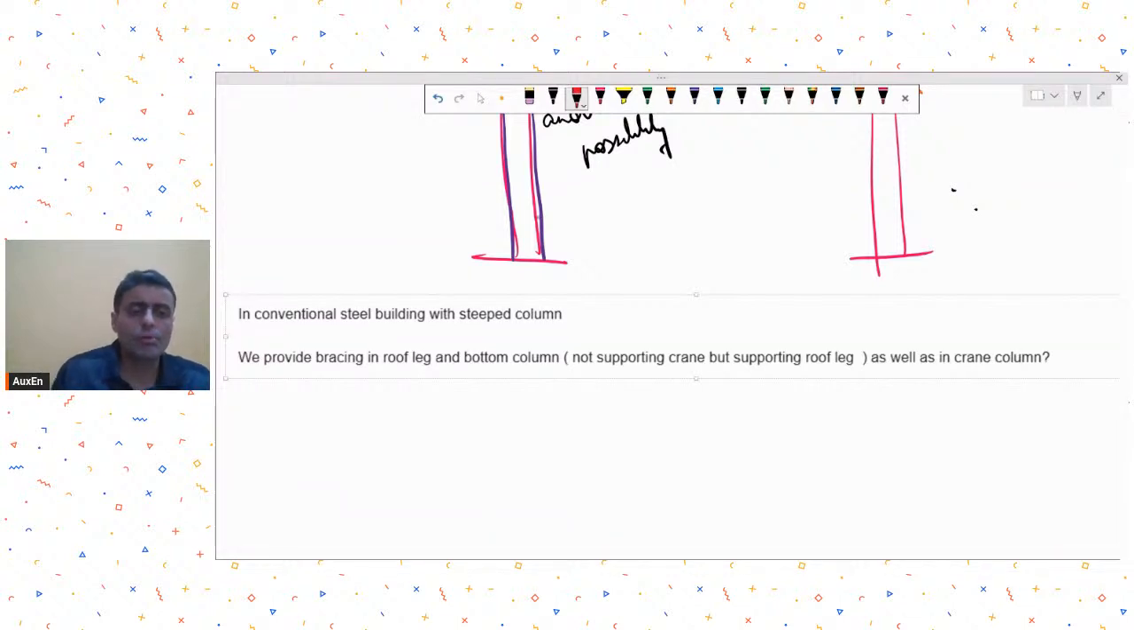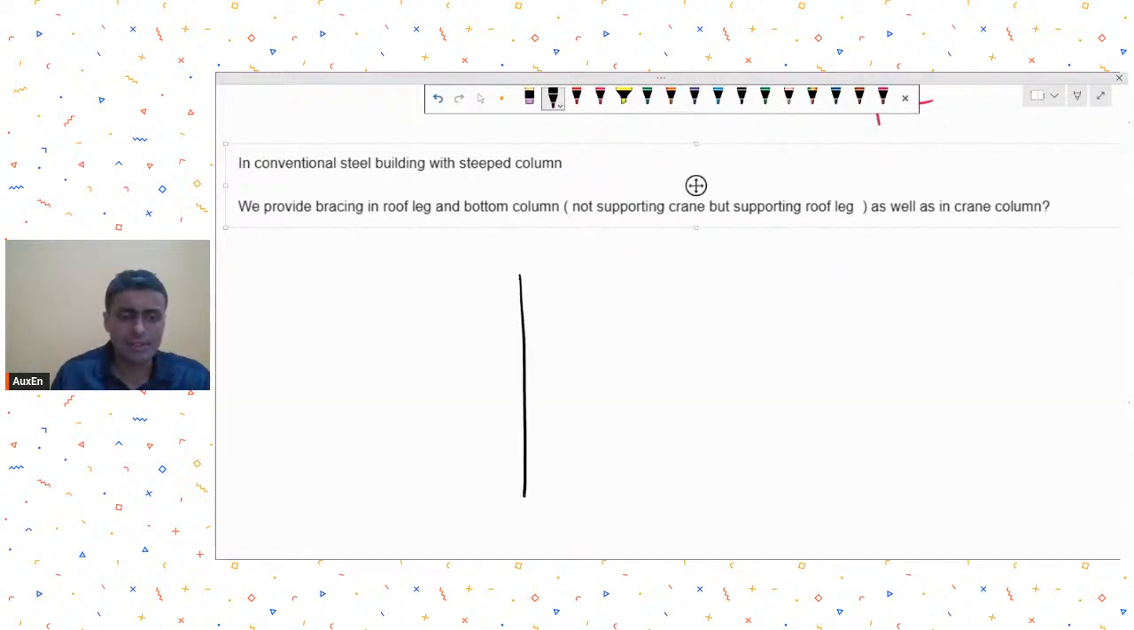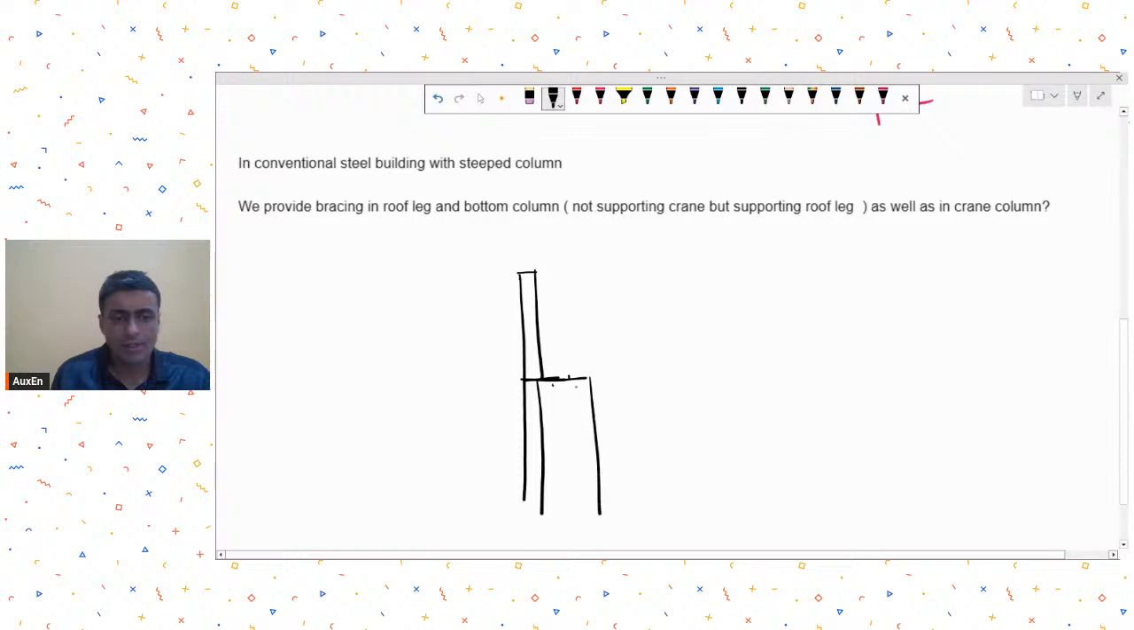See, where to provide bracing and where not to provide bracing will depend on your overall lateral stability. His basic question is, let's say I have a roof leg over here, and at bottom I have a stepped column, and I may require that stepped column because let's say there is a situation of crane, whatever, and this is let's say some lacing system.